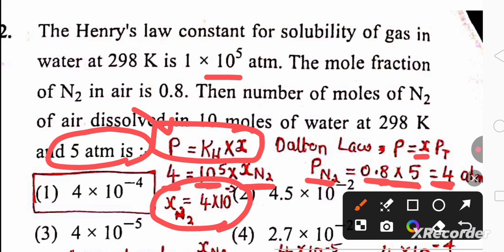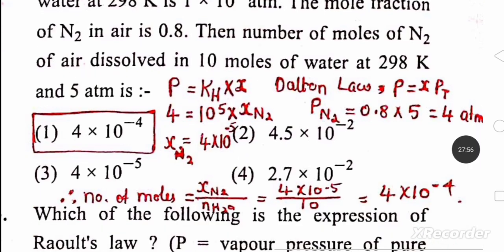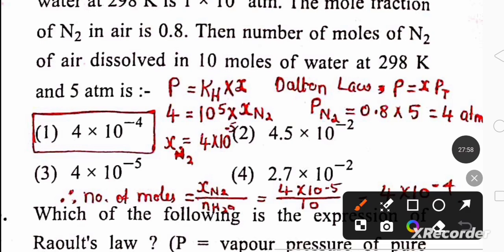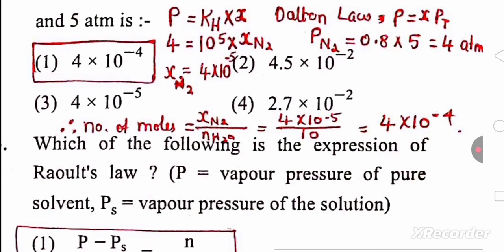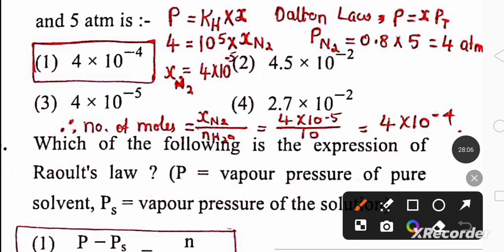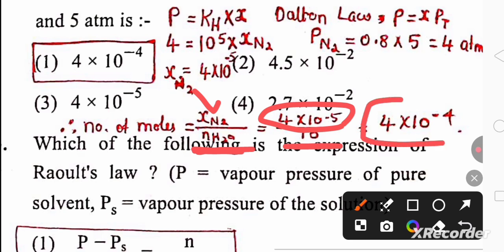We need to find the number of moles of nitrogen from air dissolved in 10 moles of water. For that, the number of moles is equal to the mole fraction of nitrogen divided by the total number of moles of water. As the nitrogen mole fraction is very small, that we can neglect in the denominator. So the number of moles of water is 10, the mole fraction of nitrogen is 4 into 10 to the power of minus 5. When you calculate, you will get 4 into 10 to the power of minus 4. That is option A, the right answer for this question.